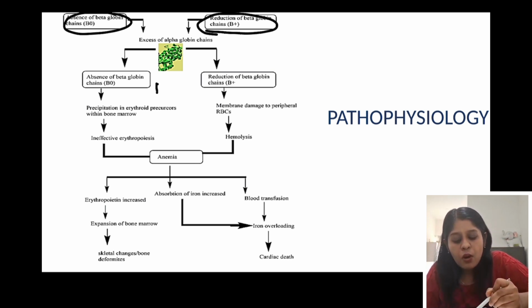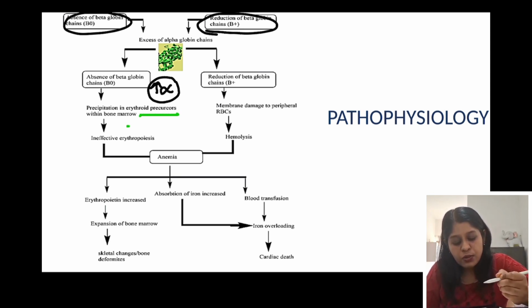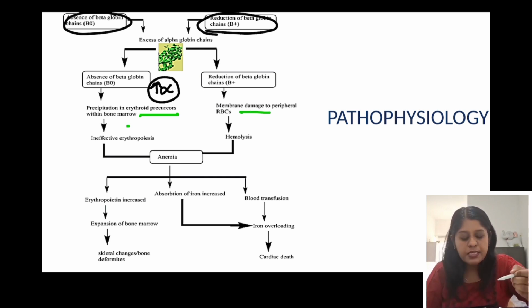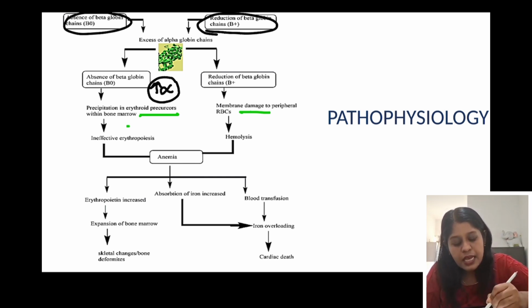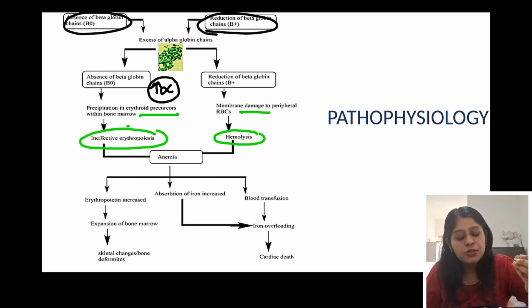Coming to the pathophysiology of beta thalassemia major, if there is an absence or a reduction of beta globin chains, there will be an excess of alpha globin chains. This will cause precipitation of the erythroid precursors within the bone marrow. Also, there is membrane damage to the peripheral RBC. This will lead to ineffective erythropoiesis and hemolysis. Because of the precipitation of the erythroid precursors, there will be ineffective erythropoiesis, and because of the membrane damage to the peripheral RBC, there will be hemolysis. This will cause anemia in the child.